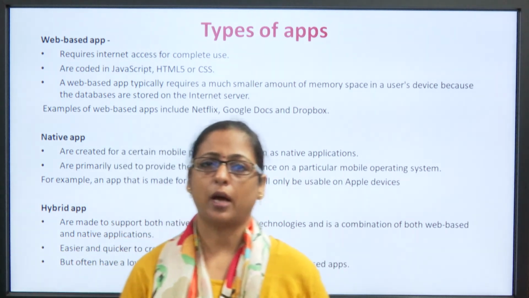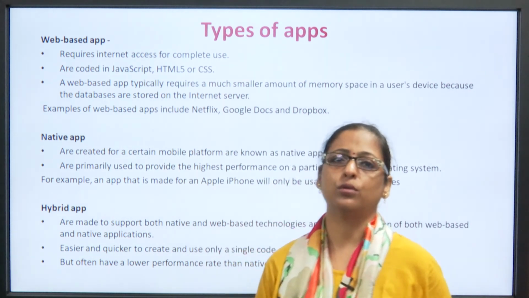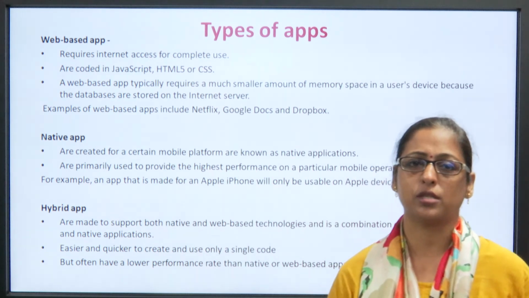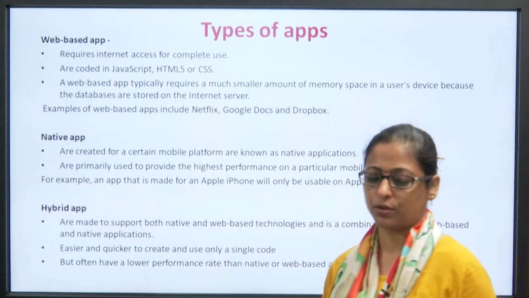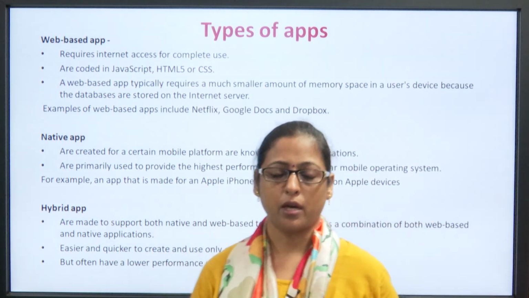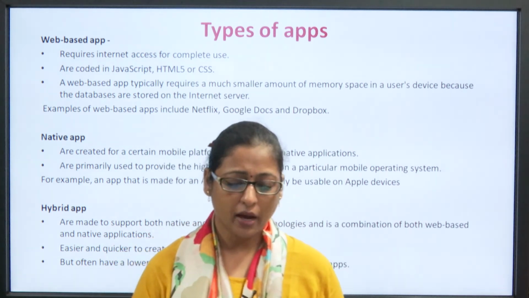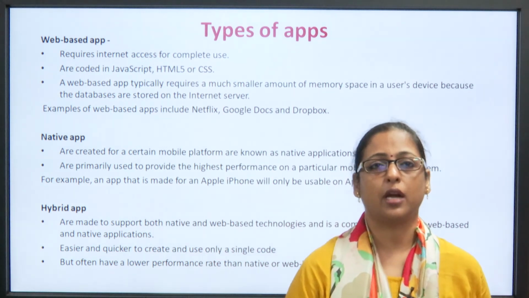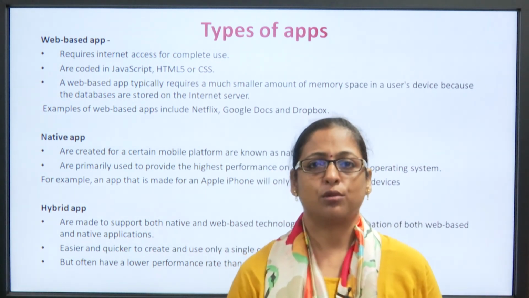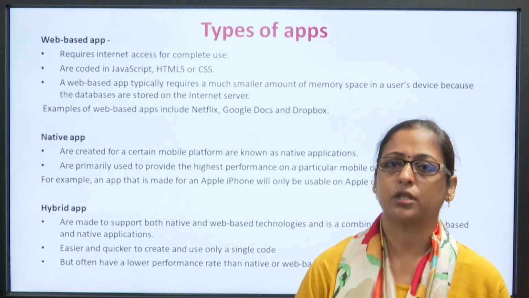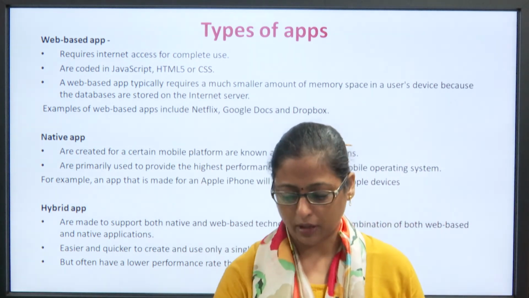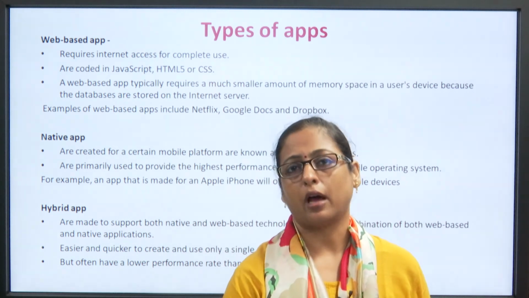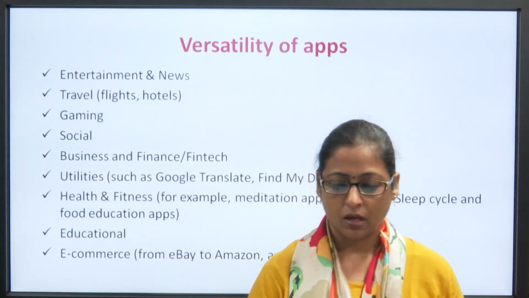Then we have hybrid apps. Hybrid apps are those which support both the native apps and the web based technologies also, and they are easier and quicker to create but obviously have a lower performance rate in comparison to the native and web based apps. So, these are the various categories of apps which the marketers can think of; according to their objective, according to the goal, they can have different kinds of apps.